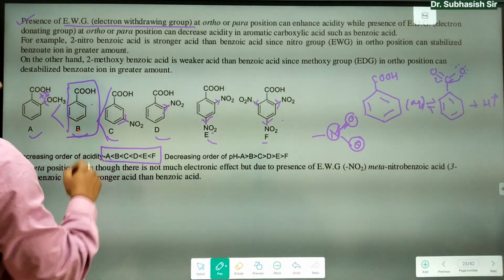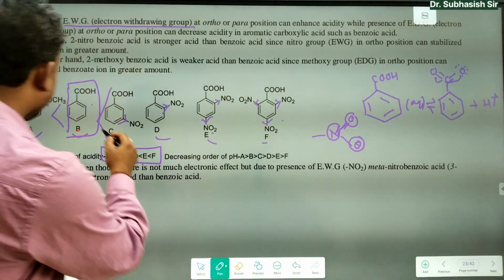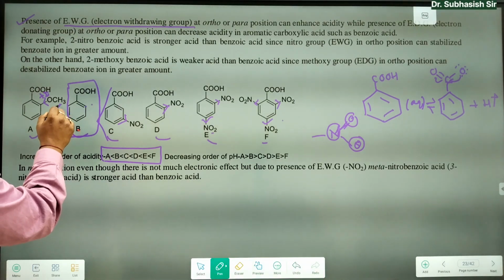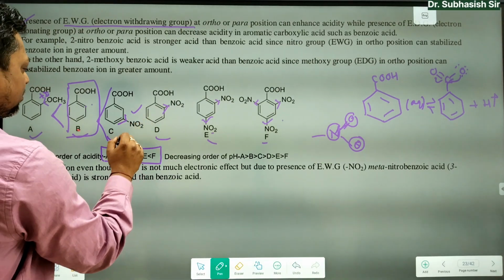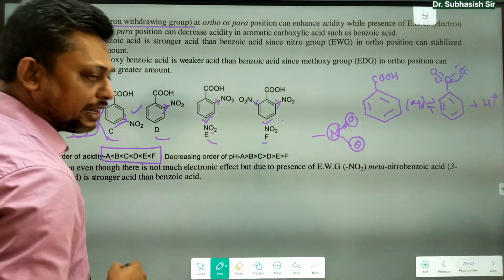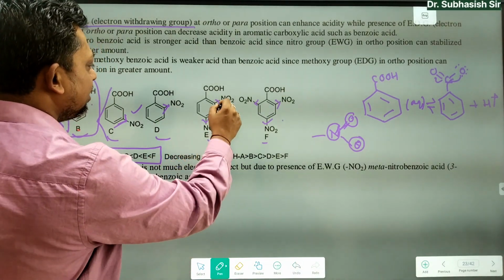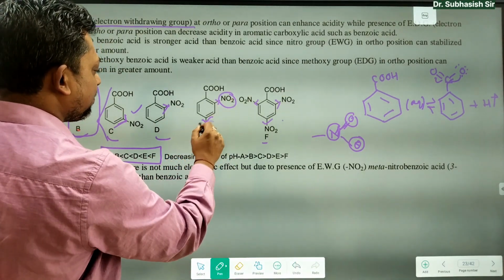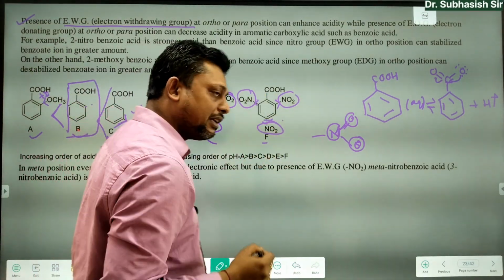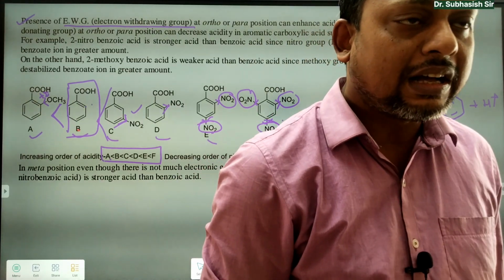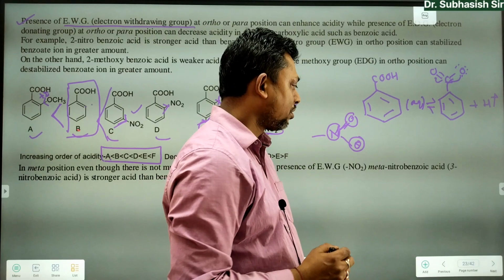Then benzoic acid, there is no group, so neither plus I effect nor minus I effect, but anyway it will be stronger acid than this. Then 3-nitrobenzoic acid, because meta position nitro group is present. Then 2-nitrobenzoic acid will be stronger. 2,4, here 2 minus I effect producing groups are there, and here 3 minus I effect producing groups are there. So the acidity of 2,4,6-trinitrobenzoic acid will be more.